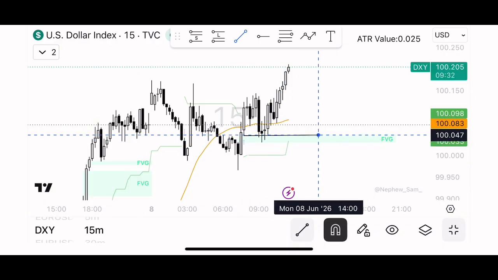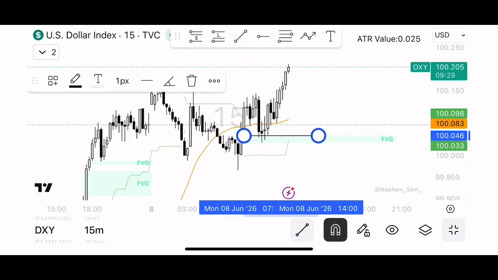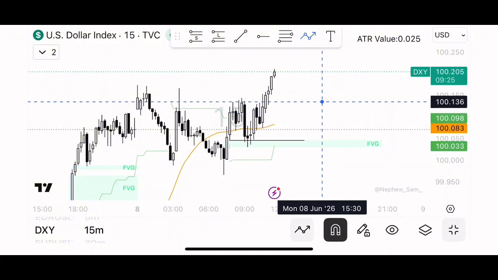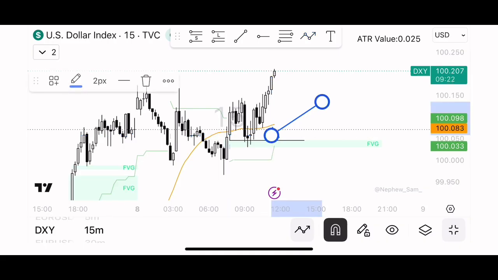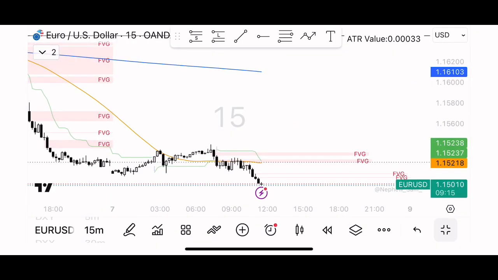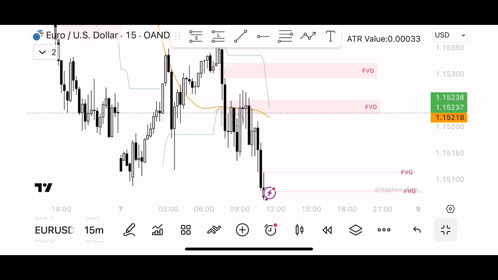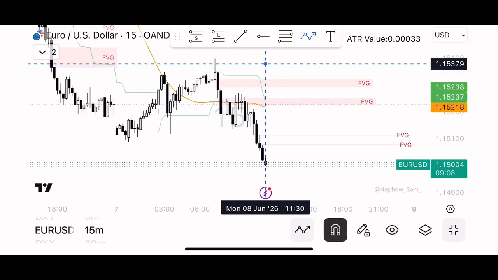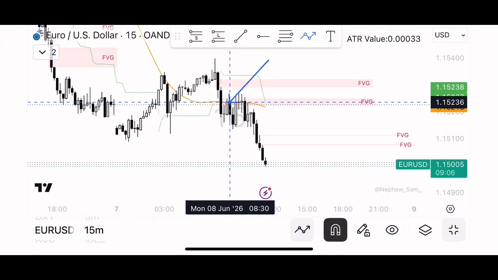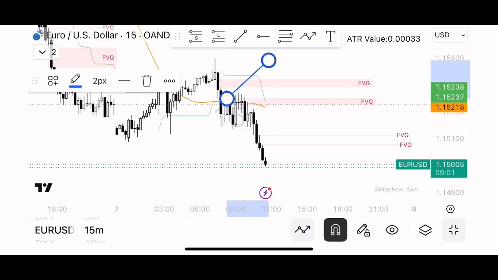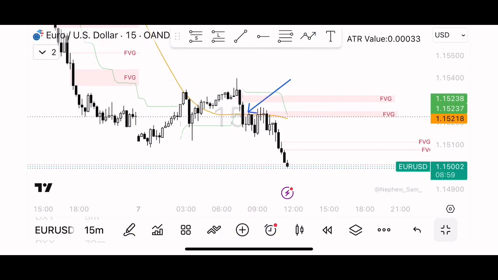As you can see right here, DXY reached the lower favorable gap, and Euro USD did not reach the lower favorable gap, which means that if I was to take a sell trade on Euro USD, I would see that DXY has already reached this lower favorable gap and Euro USD hasn't. Then I'm convinced that we might use the lower favorable gap on Euro USD, which is this one right here. So it's as simple as that.